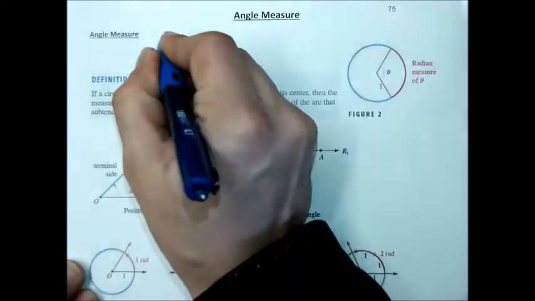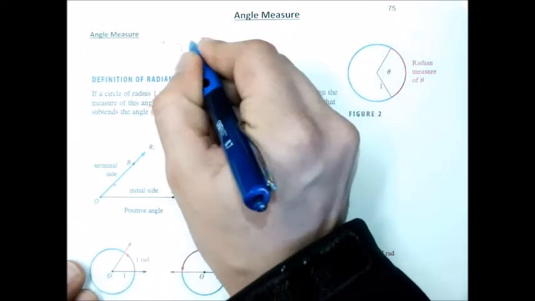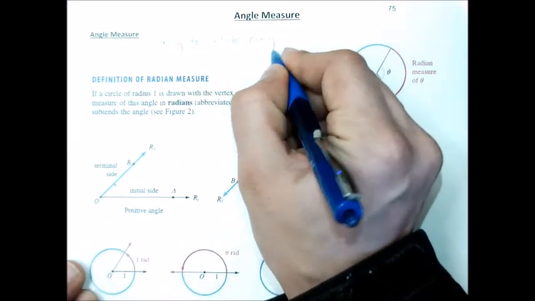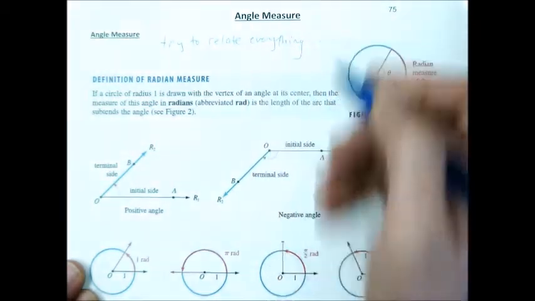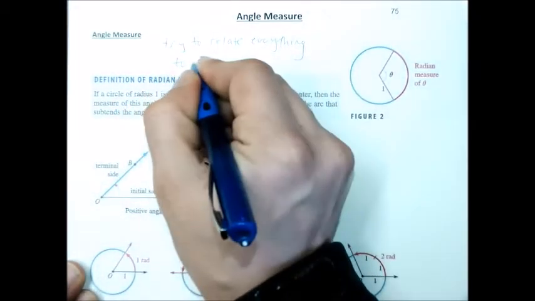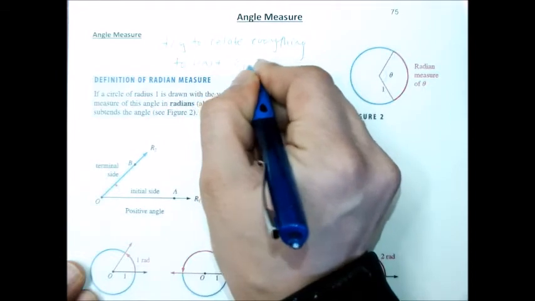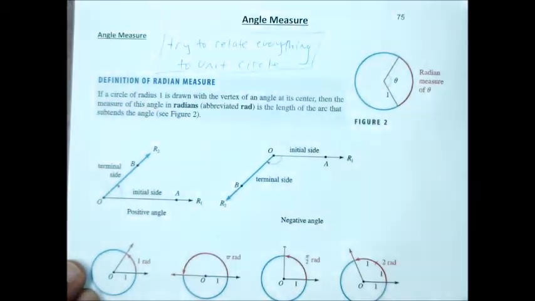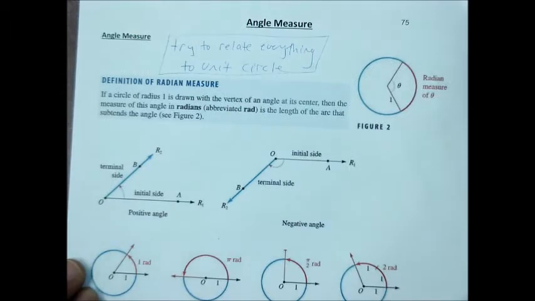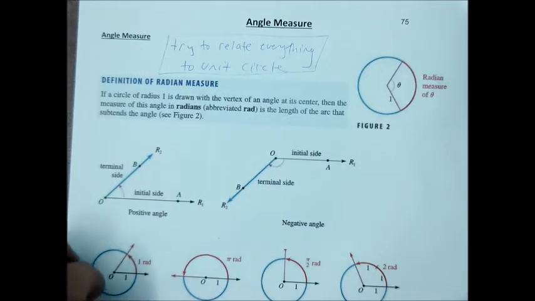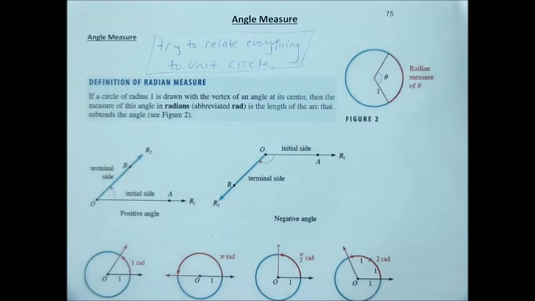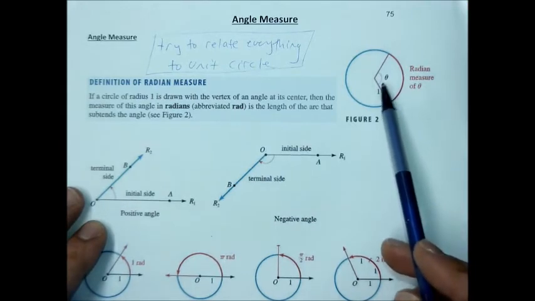And so when we're doing this, we want to relate everything to the unit circle. If you have a good grasp of the unit circle, just like anything else, then you're going to be a really, really strong trig student. And so we want to try to relate everything back to the unit circle. And the difference between a radian and a degree is what part of the unit circle we're talking about. So that's what's being shown in this picture right here.